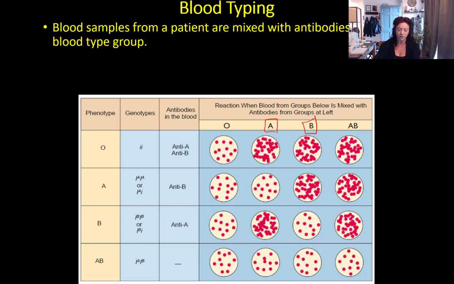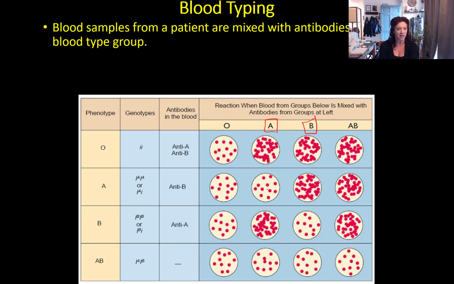Now, what you do is you take blood samples from a patient, and then you mix them with antibodies from each blood type group. So, if your patient has, for example, type A blood, it's going to react just fine with the antibodies from another individual with type A blood. No problem. Type A antigens will always match with type A antibodies. There'll be no reaction. See how there's no clotting here? The cells are just free. That's an indication that your patient has type A blood. You mix it with type A antibodies, no reaction. That's because it's type A.